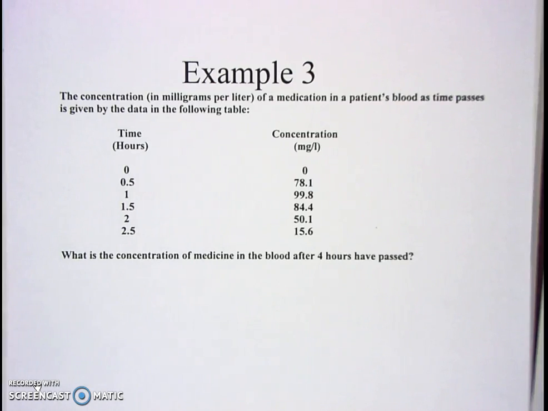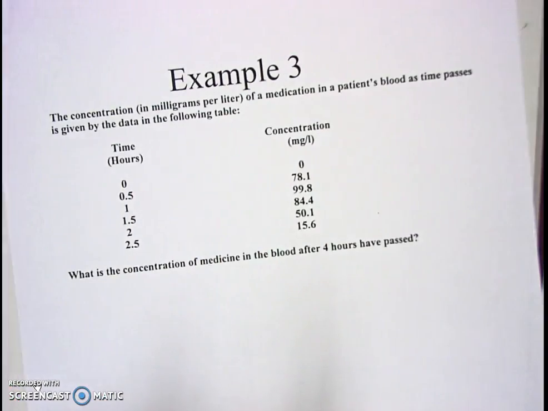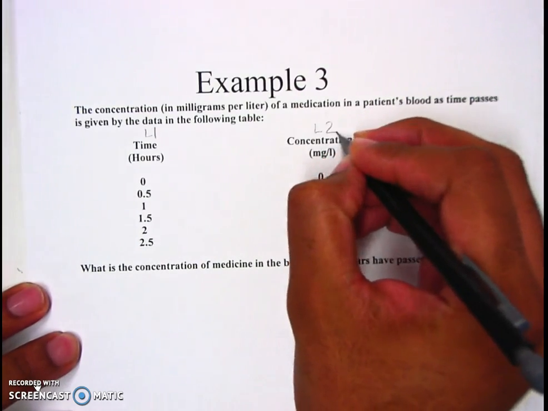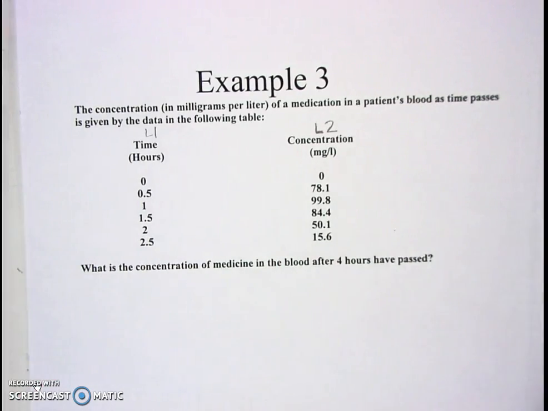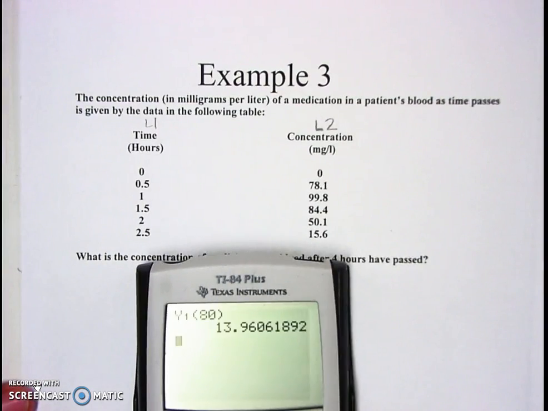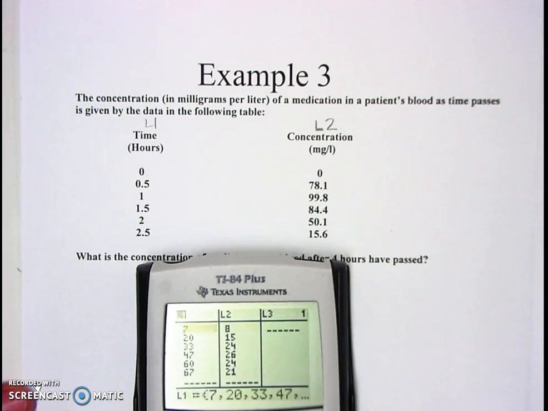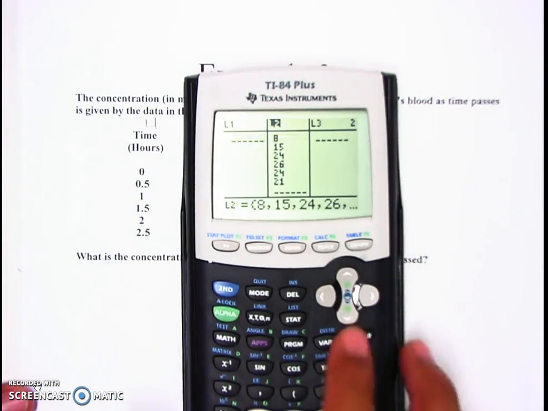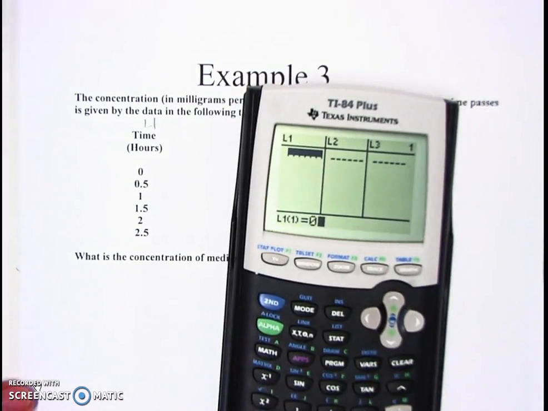Here again, this one is very simple and easy. We're going to do L1 for the time and L2 for the concentration. So we go to Stat and Edit again. Go here and hit Clear and Enter, then come to L2 and hit Clear and Enter. Then we put the numbers in L1 and L2.